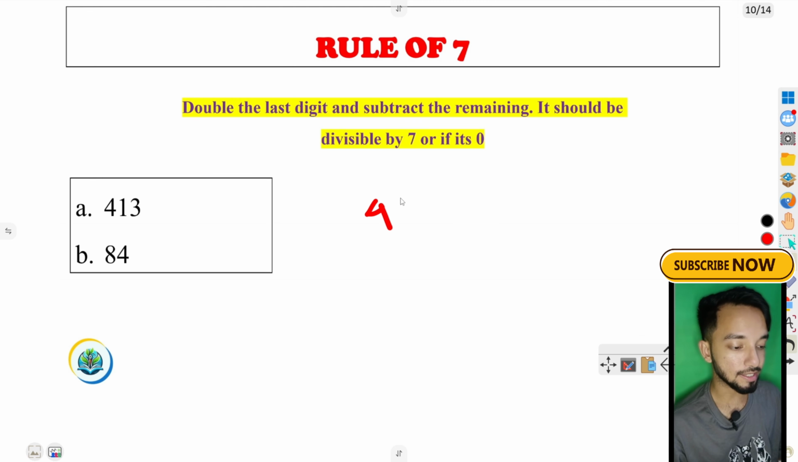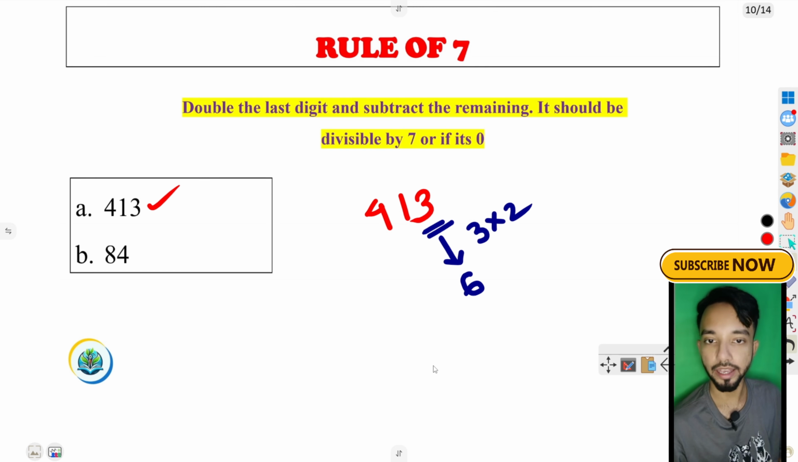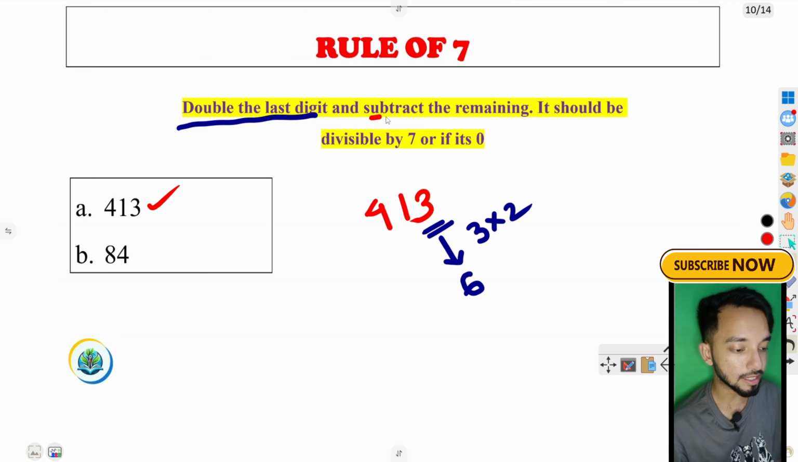Let us consider the number 413 that is given here. We need to double the unit place. The unit place is 3. If we double 3, that is, multiply it by 2, we get 6. Now, what they're saying is double the last digit, which we have done, and subtract the remaining.